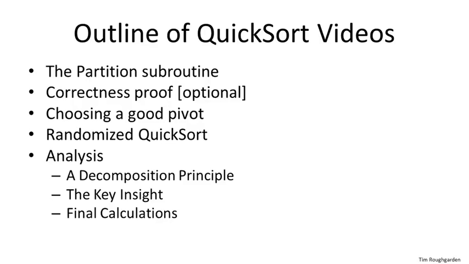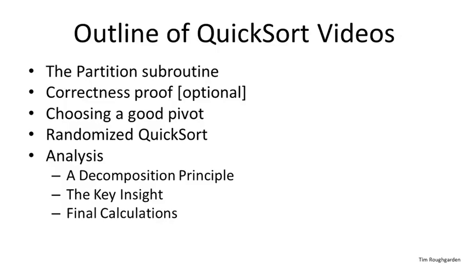And then we'll give the mathematical analysis in three parts. We'll prove that the quicksort algorithm runs in n log n time with small constants on average for a randomly chosen pivot. In the first analysis video, I'll introduce a general decomposition principle of how you take a complicated random variable, break it into indicator random variables, and use linearity of expectation to get a relatively simple analysis. That's something we'll use a couple more times in the course, for example, when we study hashing.